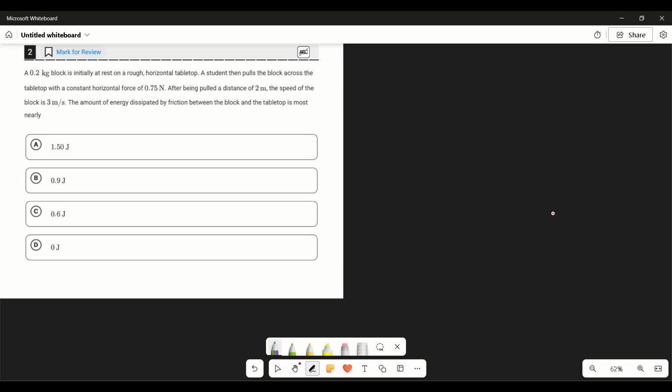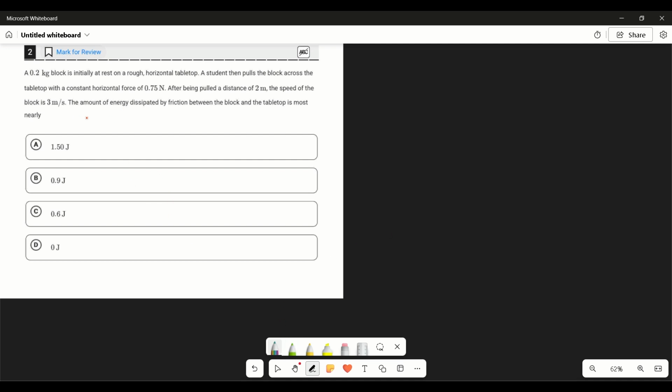So he's saying a 0.2 kilogram block is initially at rest on a rough horizontal tabletop. A student then pulls the block across the tabletop with a constant horizontal force of 0.75 newtons. After being pulled a distance of 2 meters, the speed of the block is 3 meters per second. The amount of energy dissipated by friction between the block and the tabletop is most nearly how much?